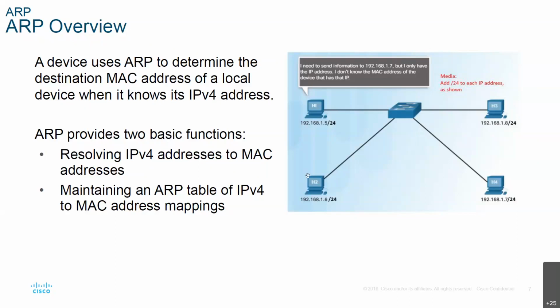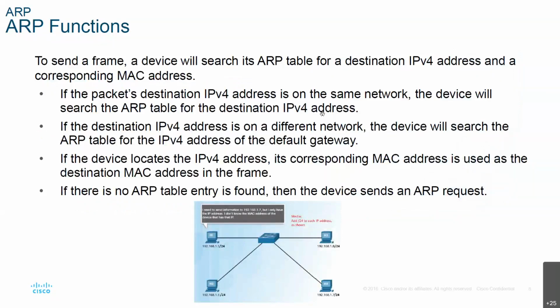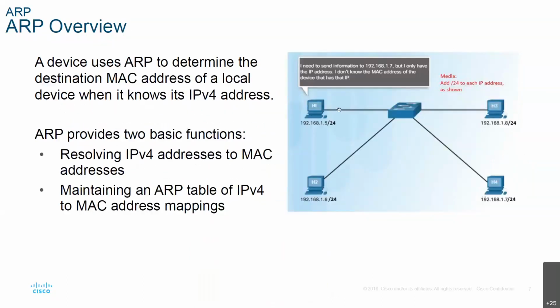So for example, a device can say that I need to send information to a computer on the same network, but I only have the IP address. I don't know the MAC address of the device. So you can send that ping, and then that MAC address can be sent back, and then it updates its ARP table. Now it knows that this logical address has got this MAC address. And then it can send its information to that MAC address.